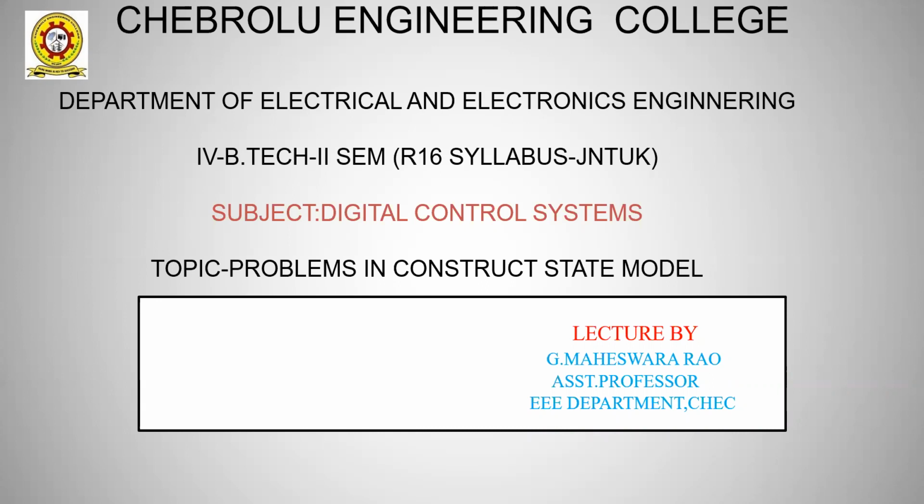Today we are discussing the topic: problems in construction of state model. Any given transfer function in a control system can be converted to matrix form. When we convert it into matrix form, it is called state model construction, or state space analysis.